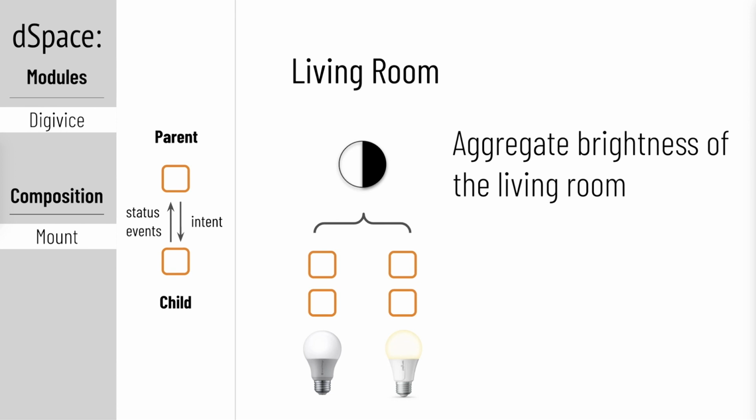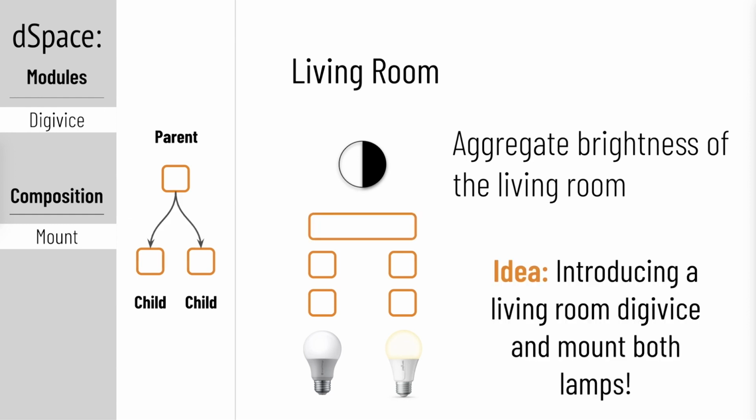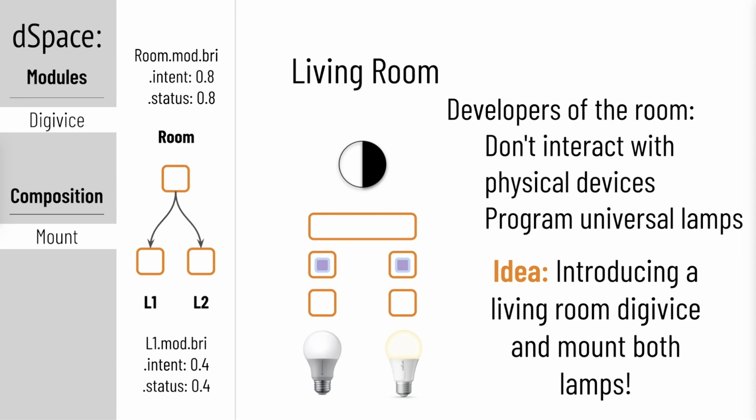Now we have two lamps, so we want to configure them in aggregation, like configuring the brightness of the entire room instead of individual devices. A natural way to do so is to introduce a living room digivice that mounts both lamps as its children. Doing so allows the user to configure the room level brightness. The room will translate this brightness level to individual lamps. As a simple example, given two lamps mounted to it, the room will divide its intended brightness 0.8 by 2 and set L1 and L2 accordingly.